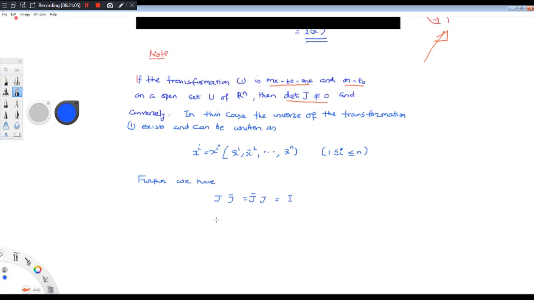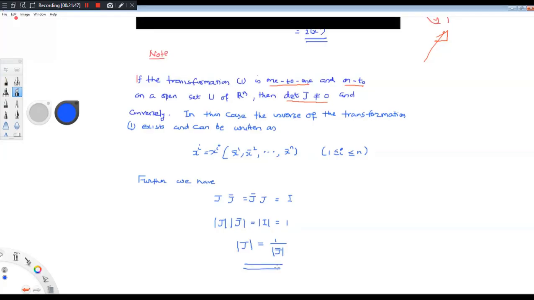So what you can say is, take the determinant on both sides: determinant of J times determinant of J bar should be equal to determinant of I. What is the determinant of the unit matrix? It is 1. So I can say that determinant of J is equal to 1 by determinant of J bar. This is it.